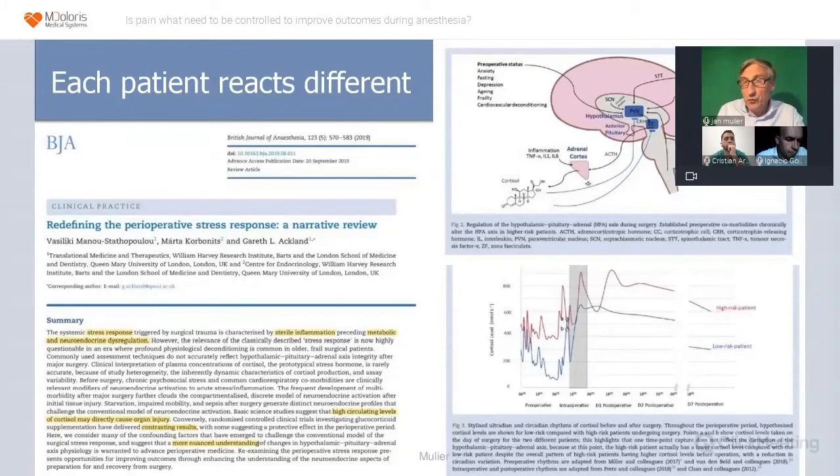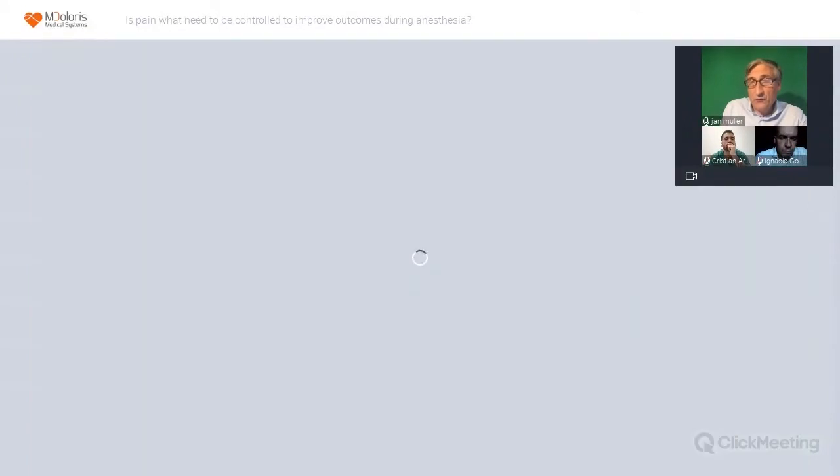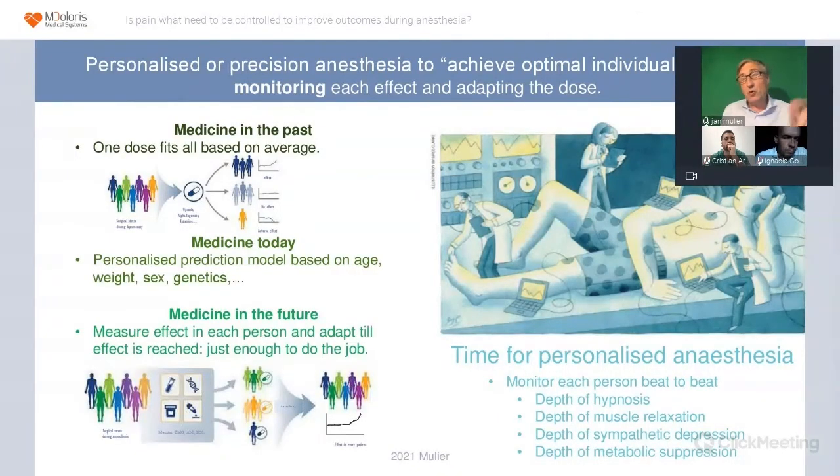And that's also very nicely shown with cortisol levels: there are patients with a higher risk who react higher, patients with a low risk react lower. But again, in both groups, there are dramatic differences. And so the suggestion is that the reaction of your patient is so different, and so we really need to go to personalized or precision anesthesia.